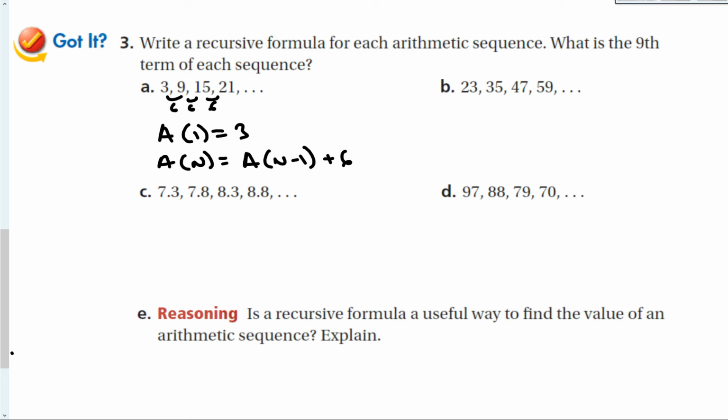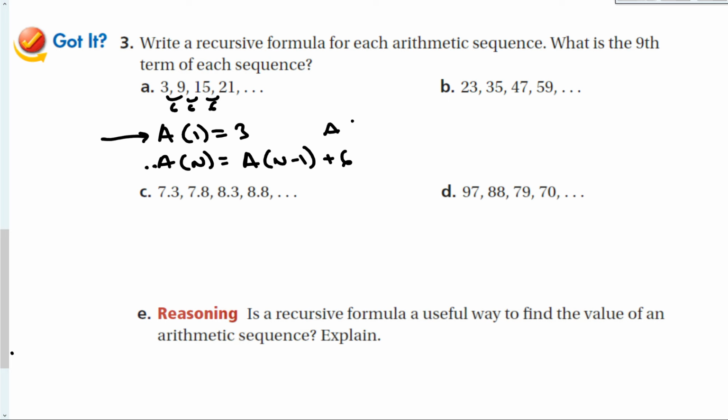And for recursive formulas, you're going to need to have this line right here because you need somewhere to start. Because the second part of the formula says, to get this term, take the one before it and add 6. Well, there's no way to find the first term with this. So recursive formulas have 2 parts, your start and how you get the next one. So you have to have both of those.